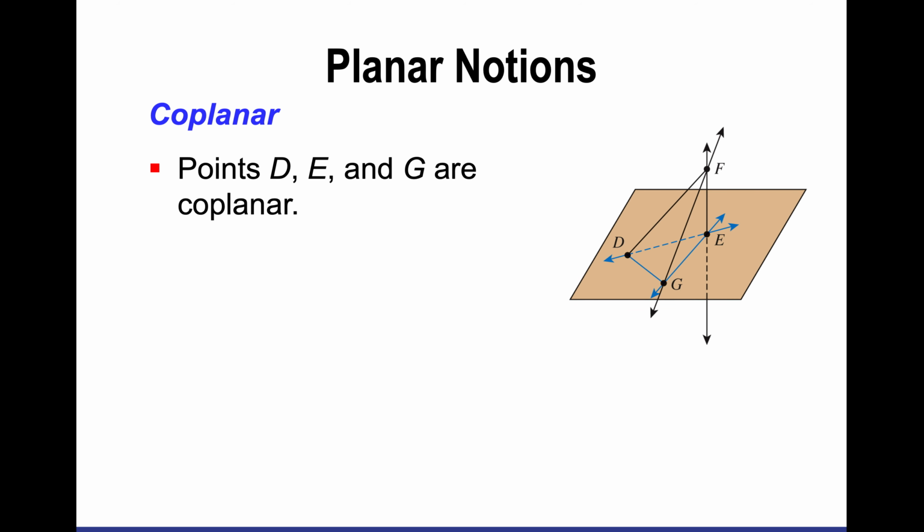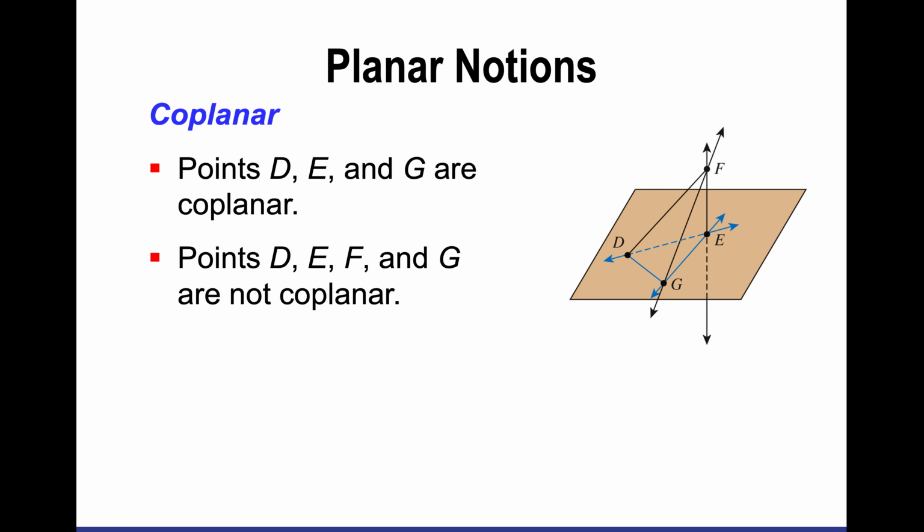Coplanar is a little bit different because we're thinking in 3 dimensions. So points D, E, and G are coplanar. If you look at them, they lie flat on the plane, whereas point F is above the plane. So in other words, if F is above the plane and not in the plane, then it cannot be coplanar.